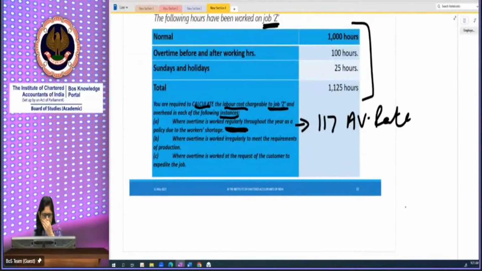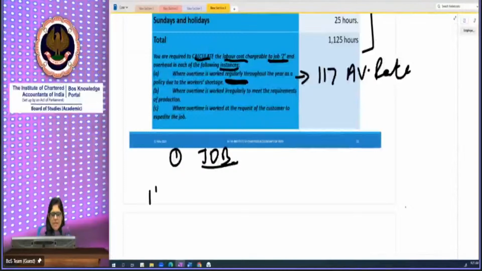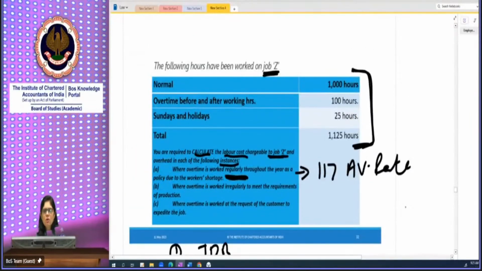average rate. Clear? So we have to calculate the rate for this job. So in the first case, when it's a normal rate and we have to calculate the cost of a job, it's 1125 into 117. This will give you cost because we have to calculate the cost of this job. So we have to take the total. Whenever we're taking the total hours, we have to calculate as per the average rate because it's a normal scenario throughout the year. So we should take the average rate. The breakup is diluted. Clear?